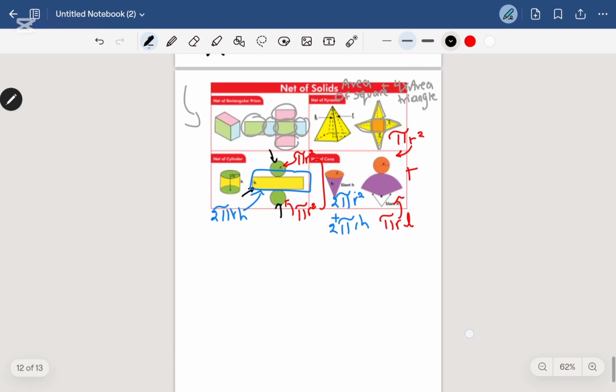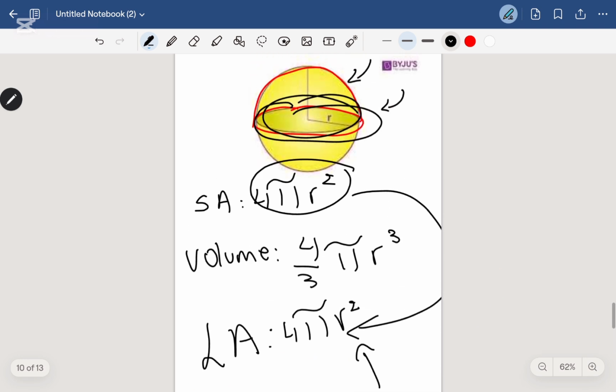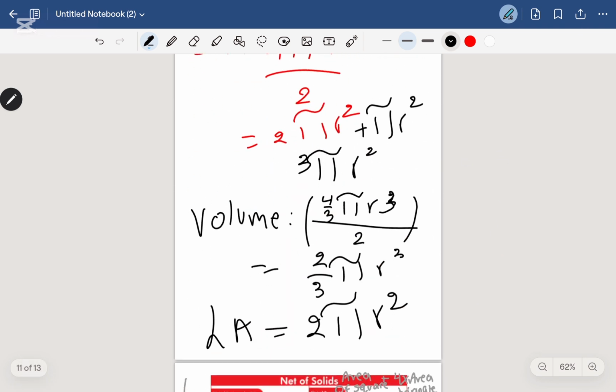Now, this is pretty much it. Why exactly does a sphere not have a lateral area? It's because it has no bases, but a hemisphere does have a base. So that means you can find a surface area, which is different from the lateral area.